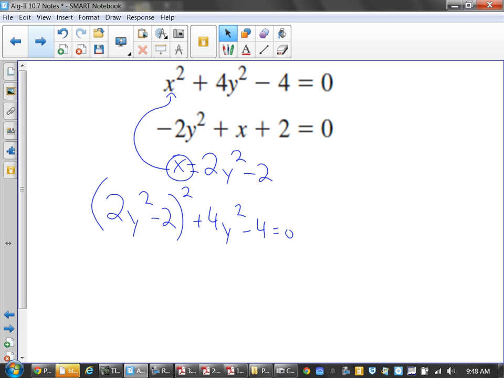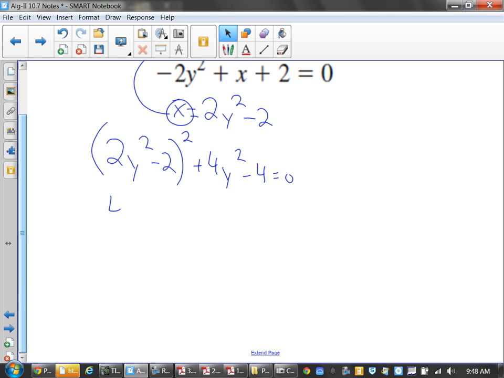How do you square a square? Well, the same way you would do it before. FOIL it. What's 2y squared times 2y squared? 4y to the 4th. Negative 2 times 2 is negative 4; double it, we wind up with negative 8y squared. And what's negative 2 times negative 2? 4.